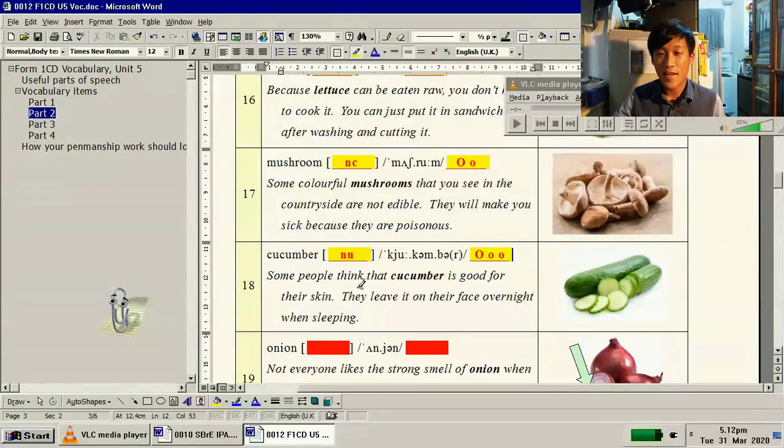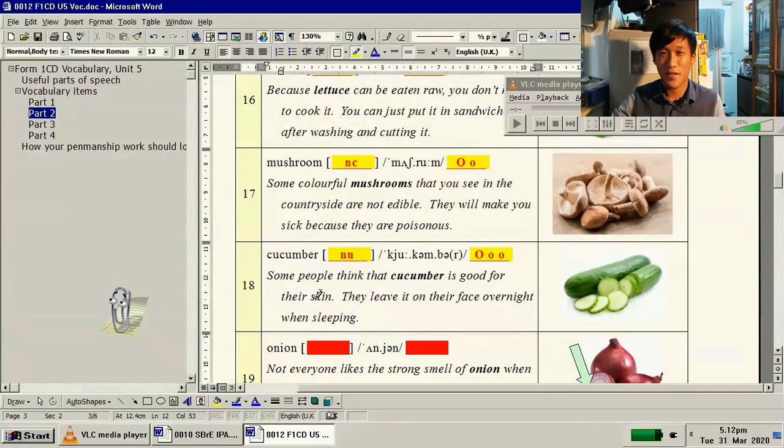Some people think that cucumber is good for their skin, so they leave it on their face overnight when sleeping. So I'm not sure if your mum or your sister or sisters do this. Put the cucumber on their face and then sleep, or maybe even on their eyes and then sleep. Yeah.